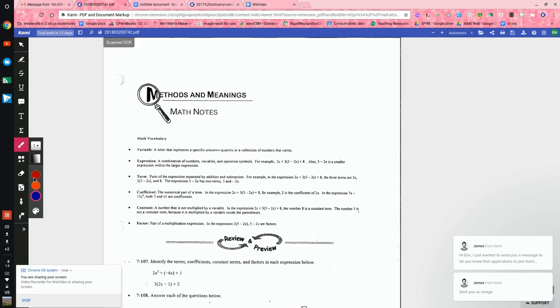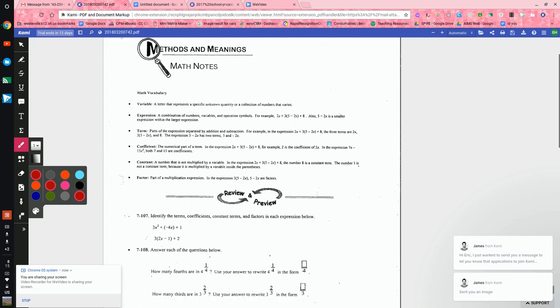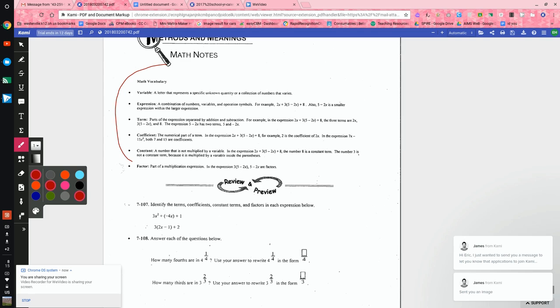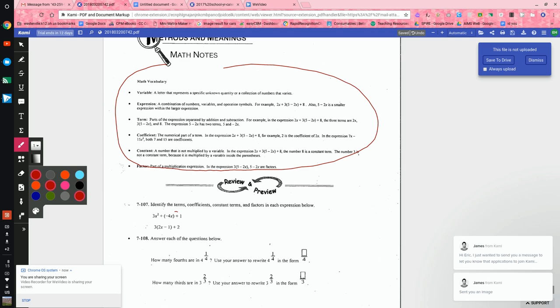All right, checking out tonight's homework. We got 107 through 111. The first part will give you your vocabulary, and you're supposed to take these expressions and pick out what the terms are: coefficients, constant terms, and factors. The definitions are right here. I'm going to let you read those and figure out what are the coefficients, constant terms.